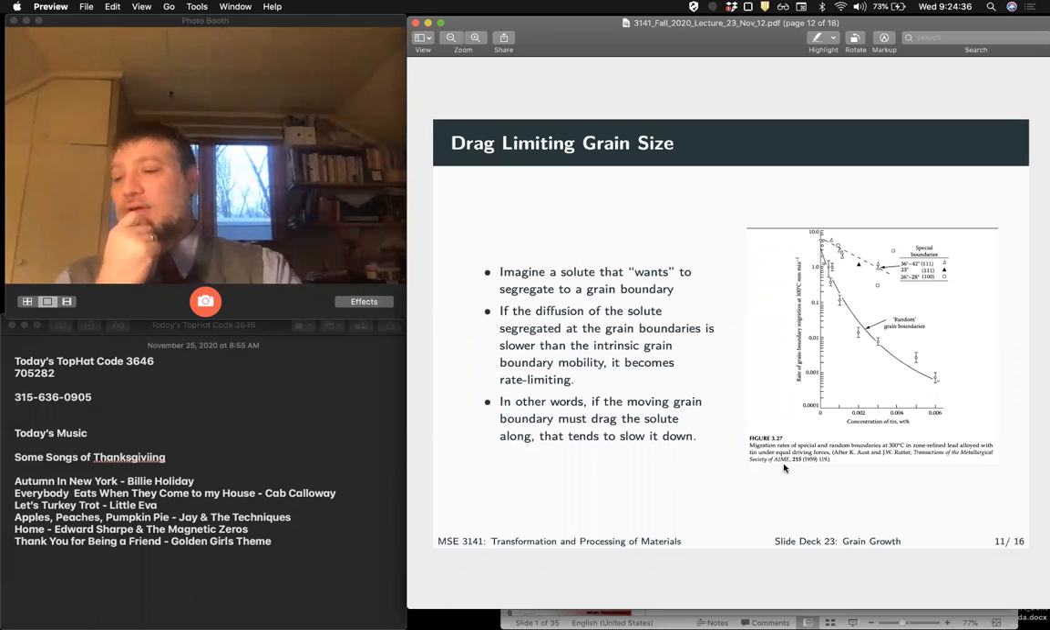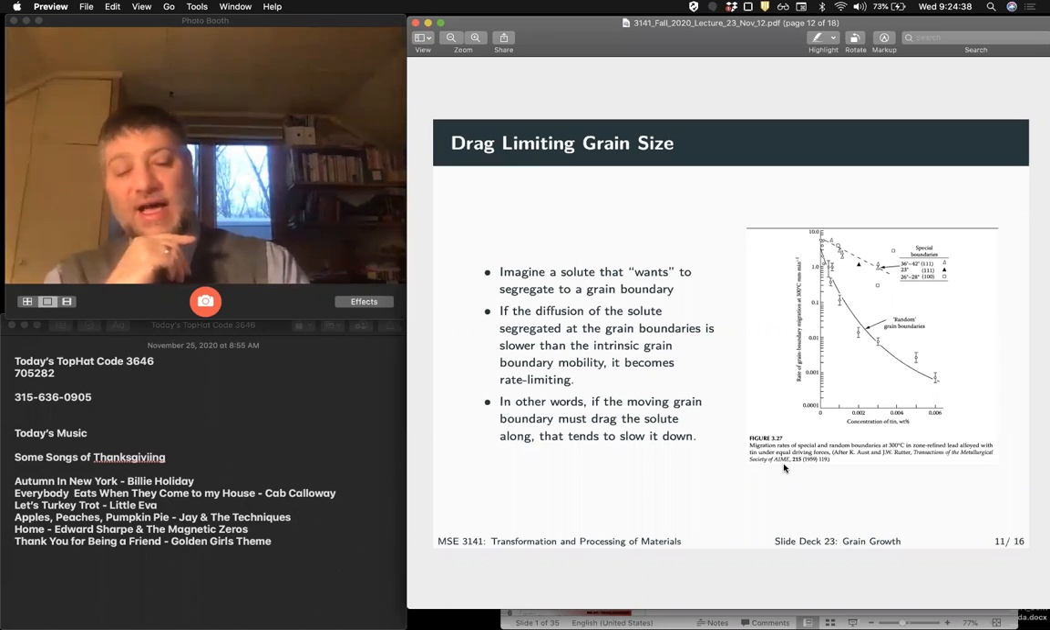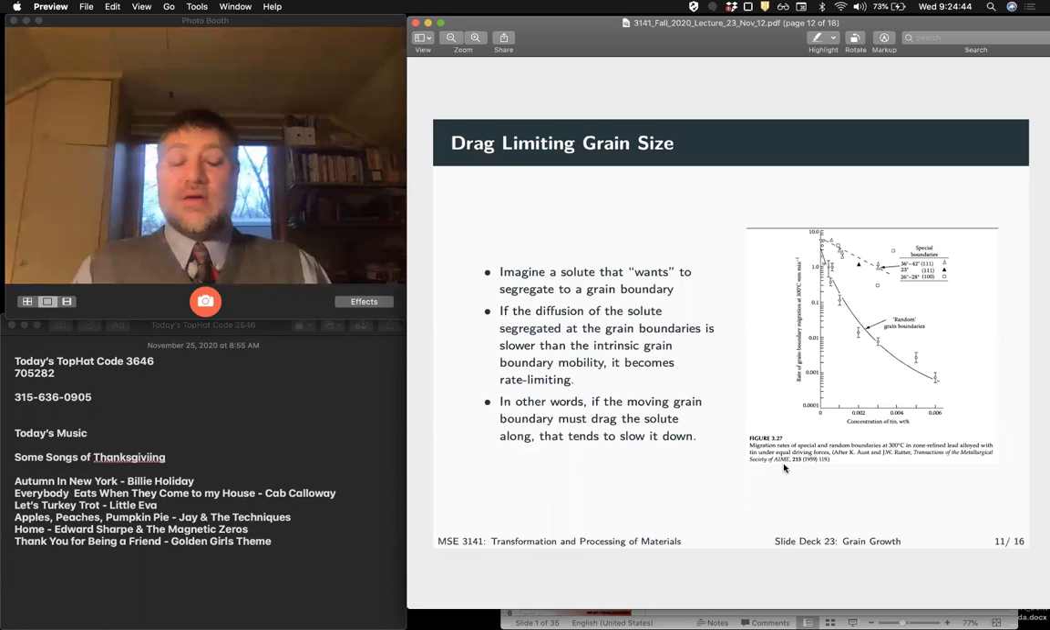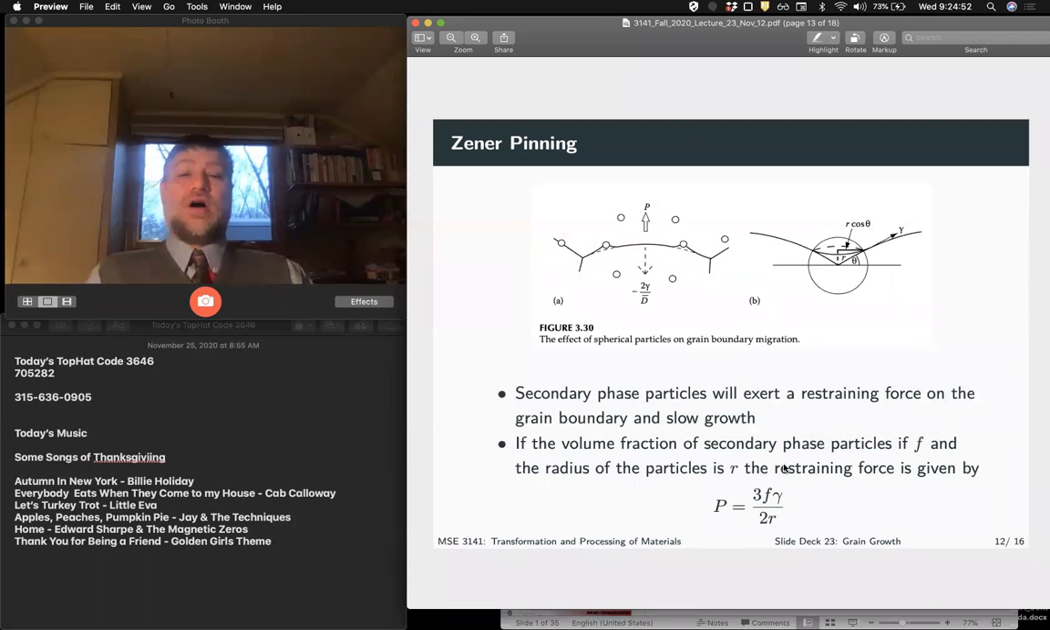A lot of the focus is on non-ferrous alloys, right? Non-ferrous systems, right?